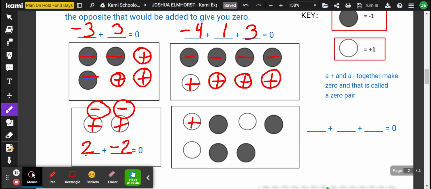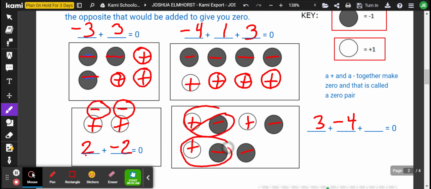And we have 1, 2, 3, 3 positives, 1, 2, 3, 4 negatives. So you got 3 positives and 4 negatives. What other integer would you have to put in here to get you back to 0? There's 1 pair, there's 2 pairs, here's 3 pairs. You would have to put another 1 in here to cancel that out and take you back to 0. So you would have to put in 1, 3 plus 4 negatives plus 1 more positive would take you back to 0.